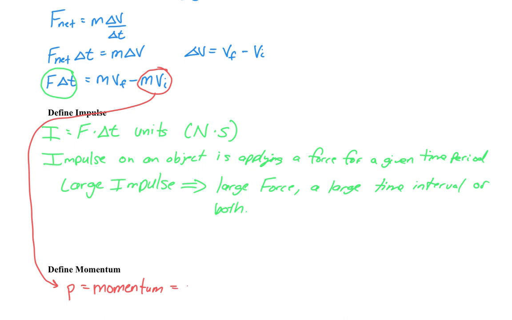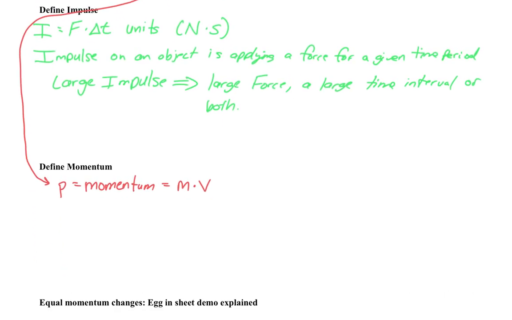And momentum is going to equal mass times velocity. So remember, mass we're going to measure in kilograms, and velocity we measure in meters per second. So our units for momentum are going to be kilogram meters per second. You could also write this as kilograms times meters all over seconds. It's exactly the same thing.